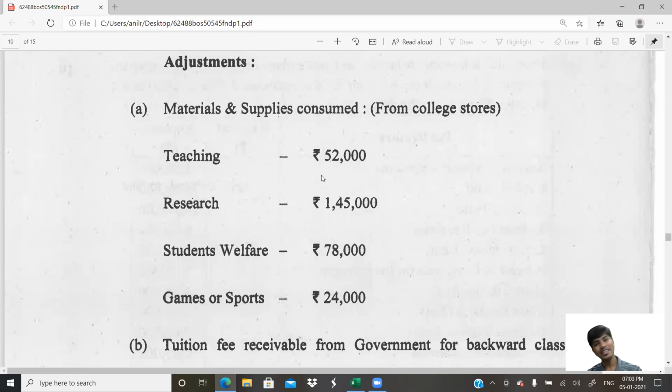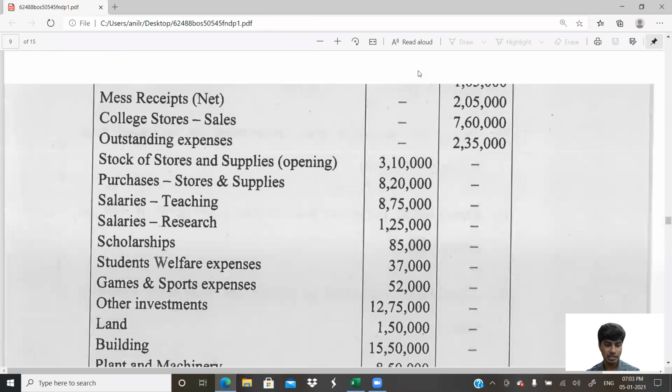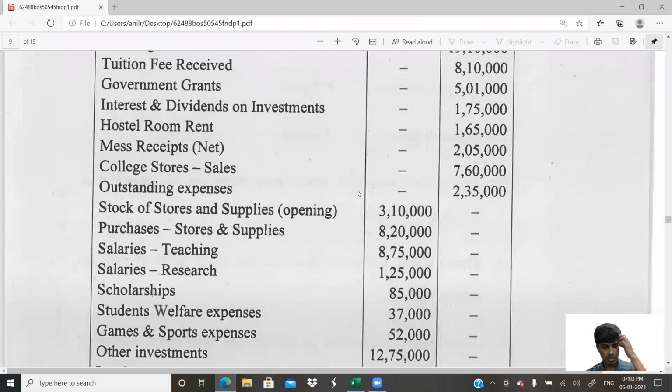Yeah, I will open a separate stores account. I'll write this as my consumption on the debit side, and this I'll get posted to our expense side also. And the college store sales, whatever is there here, would go to my stores account on the credit side. Done. And I would write the opening stock and the closing stock, eliminating the profit part.